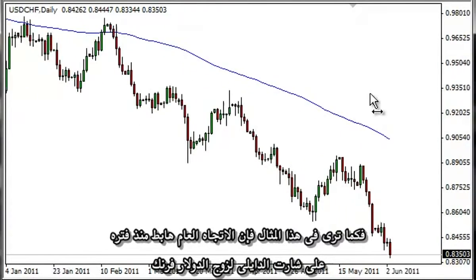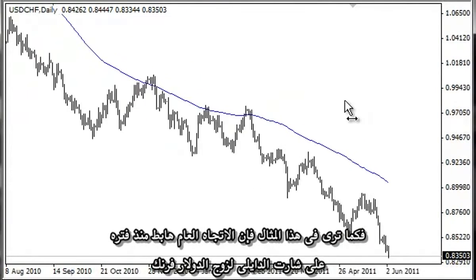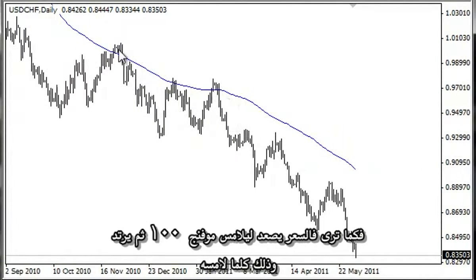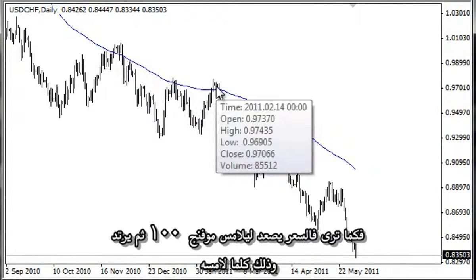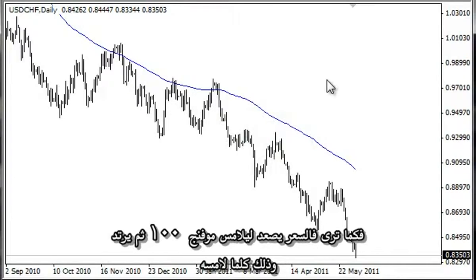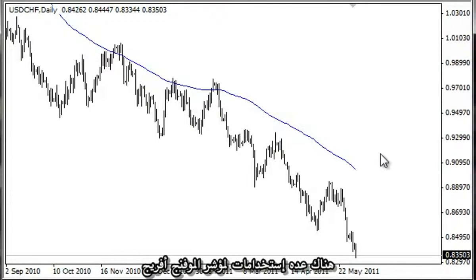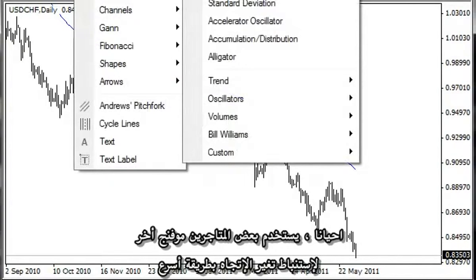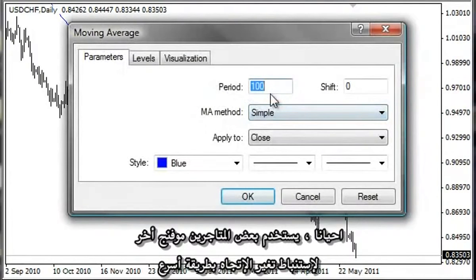As you can see by this chart, certainly the trend has been down for quite some time in the dollar Swiss daily. You can see the price rose up to the 100 moving average and consequently was rejected each time it got there. There are different ways to use the moving average, and sometimes traders will actually insert a second one to identify quicker momentum shifts.